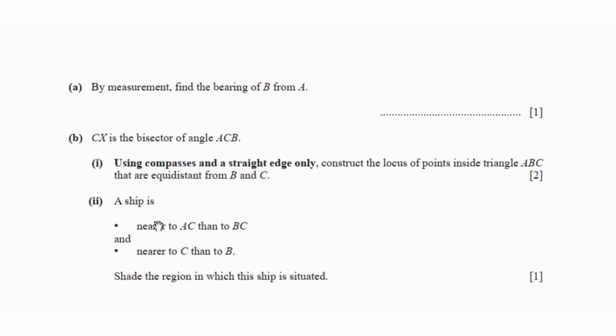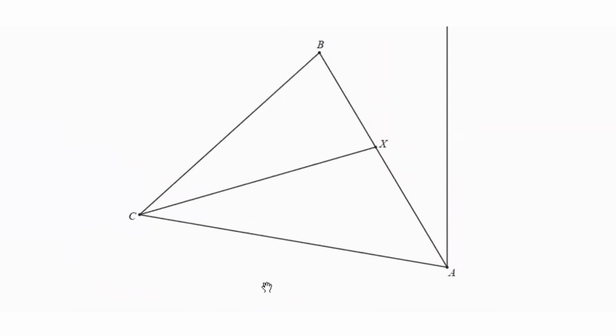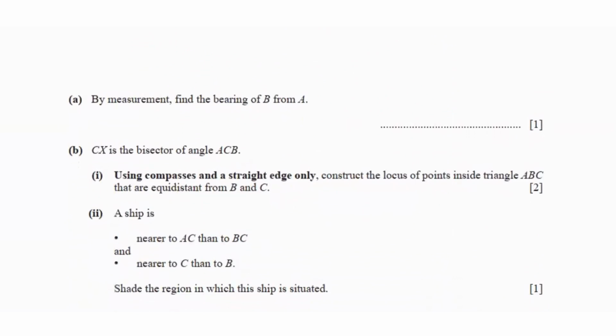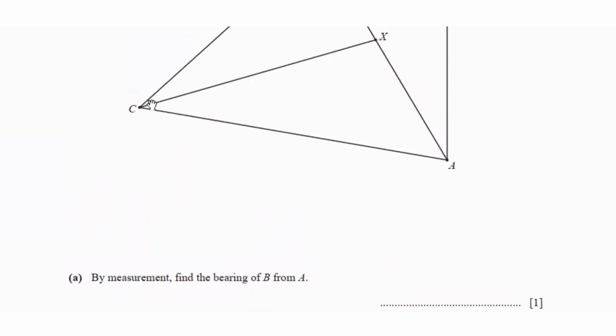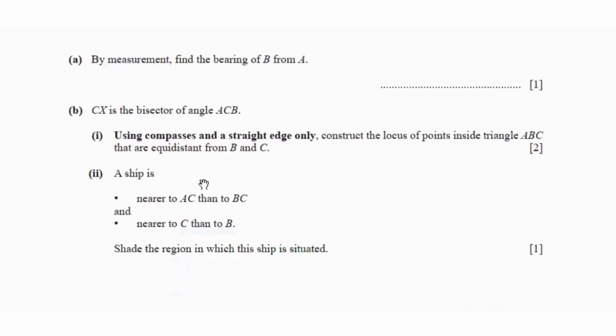Then a ship is nearer to AC than to BC and nearer to C than to B. Shade the region in which the ship is situated. So a ship is nearer to AC than to BC. That means it's somewhere over here. And it's nearer to C than to B. So it's definitely going to be somewhere over here because it's nearer to C than to B and it's nearer to AC.